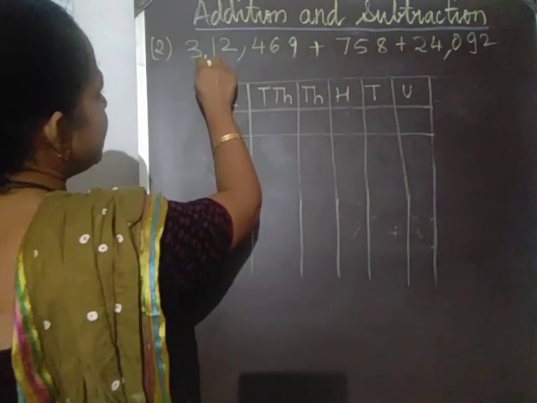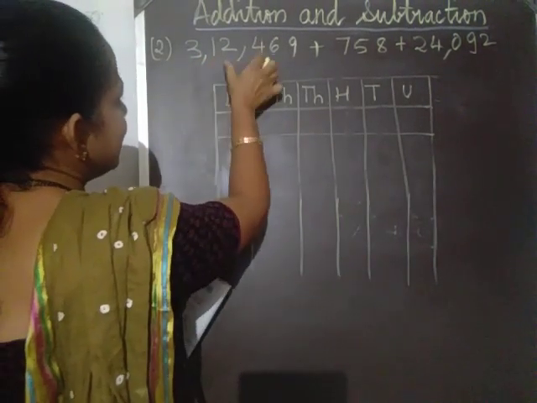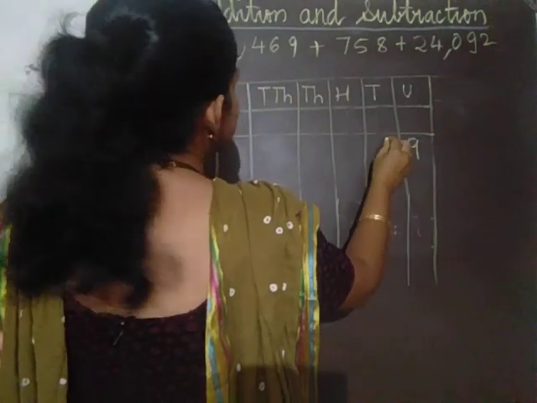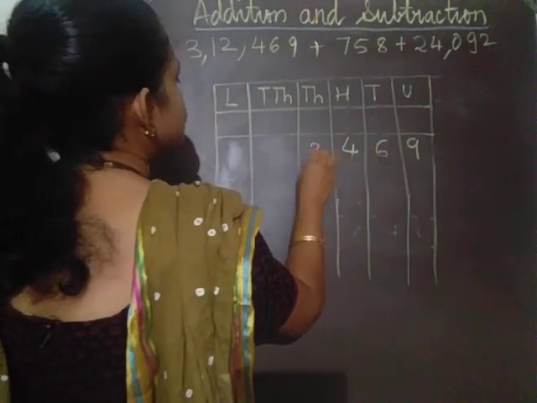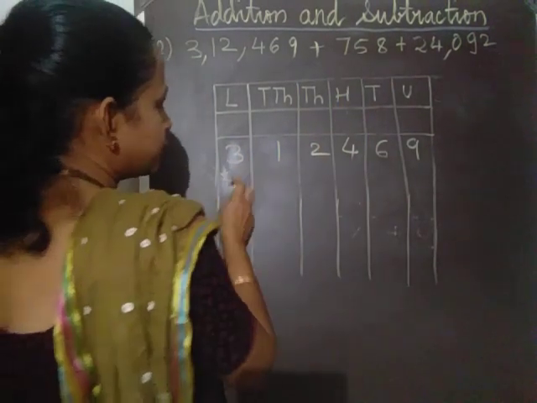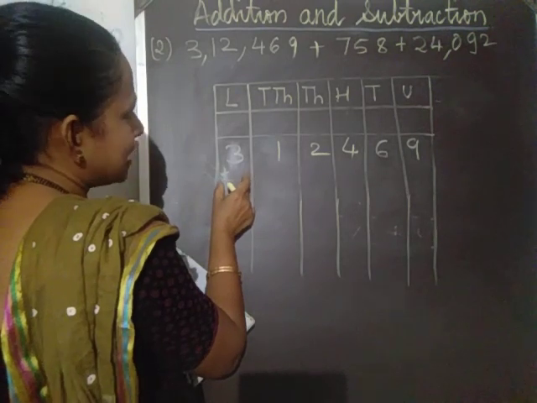Fine. Now let me write the first number, that is 3,12,469. So in units place 9 is there, then 6, 4, 2, 1, 3. Let us write the second number. Plus, don't forget to write the sign plus.